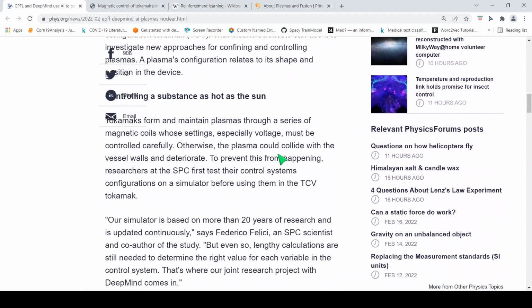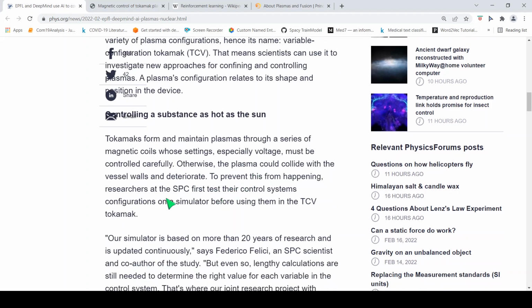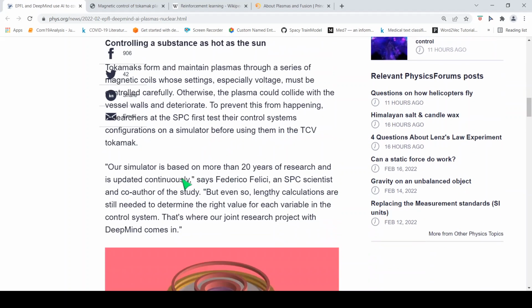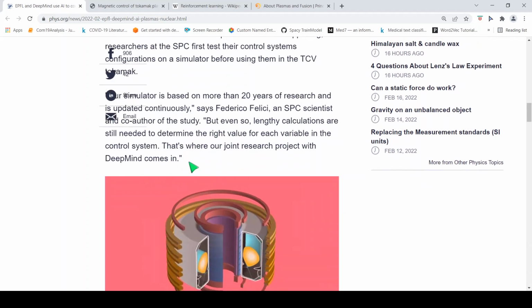Okay, now tokamaks form and maintain plasmas through a series of magnetic coils whose settings, especially voltage, must be controlled carefully. Otherwise, the plasma would collide with the vessel walls and deteriorate. To prevent this from happening, SPC researchers test these control systems using a simulator before testing them on the tokamak. They say that the simulator is based on 20 years of research and it is updated continuously, but even so, lengthy calculations are still needed to determine the right value for each variable in the control system. Okay, that's where they say this project with DeepMind comes in.